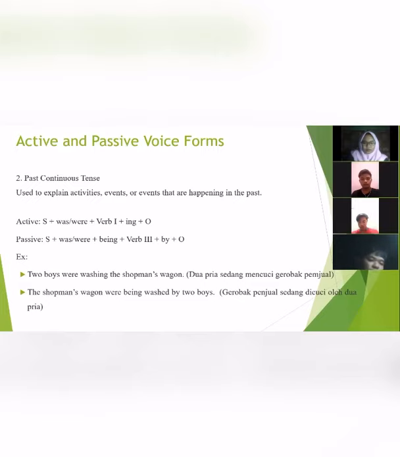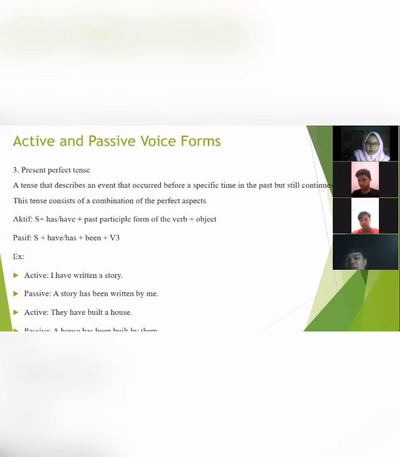2. Past continuous tense. Used to explain events that were happening in the past. Active: subject plus was or were plus verb-ing plus object. Passive: subject plus was or were plus being plus verb 3 plus by plus object. Example: two boys were washing the shopman's wagon. The shopman's wagon was being washed by two boys. Next.